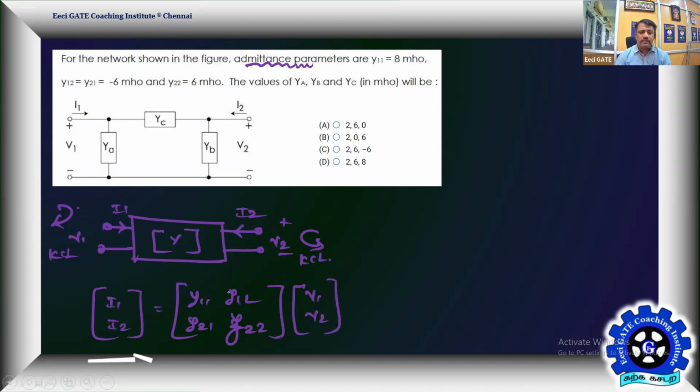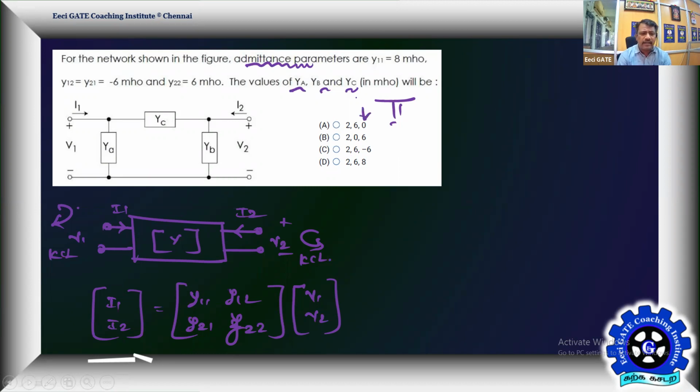We need to find out the parameters YA, YB, and YC. A pi network is given, something like this. That's what we call a pi network. There is a shortcut actually, but instead of that, go with the fundamental. You will never commit any mistake. If you remember the expression, sometimes if it is not recollected properly, there is a good chance of committing a mistake. So we'll try to find a parameter which is unique.